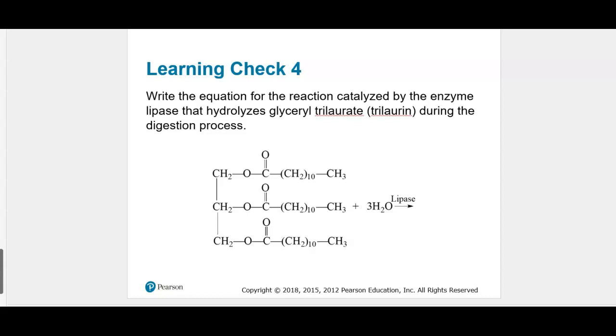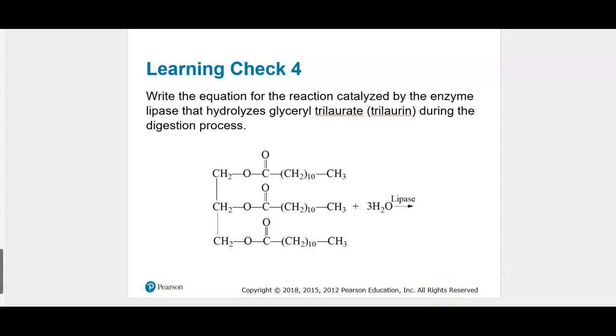So what are our learning checks? Write the equation for the reaction catalyzed by the enzyme lipase that hydrolyzes glycerol trilaurate, which is trilaurin, during the digestion process. You should be able to write that if asked. Of course, they have it right in front of you. This is going to be an enzyme reaction, so whether it's acid or basic doesn't matter. The lipase is going to break this thing down. So this is under neutral conditions.